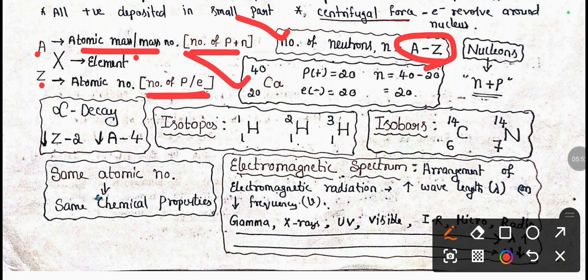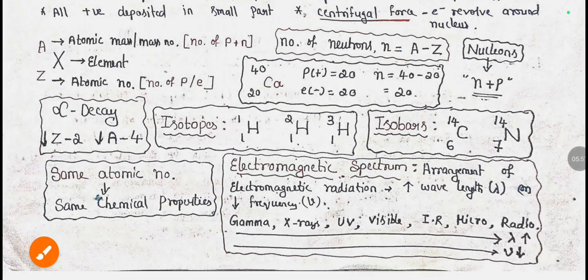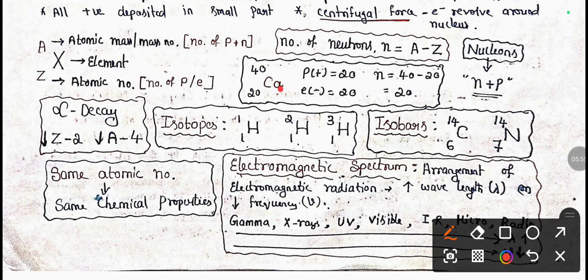For example, if you take calcium whose atomic number is 20 and mass number is 40, then we can conclude that calcium has 20 protons or 20 electrons, and the number of neutrons can be calculated by subtracting atomic number from atomic mass, that is, the number of neutrons is 20. And the nucleus, as it is made up of protons and neutrons, contains what are called nucleons. So nucleons are a combination of protons and neutrons.